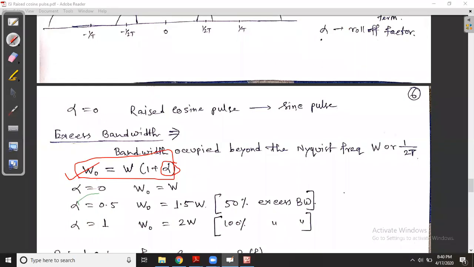I am telling again and again the same thing. Bandwidth is the costliest thing, so effectively we have to use it. As we are increasing alpha, the requirement of bandwidth also will increase, so that is not the desired thing.